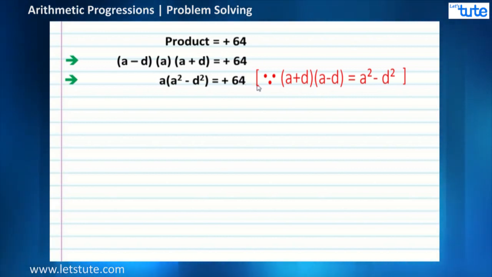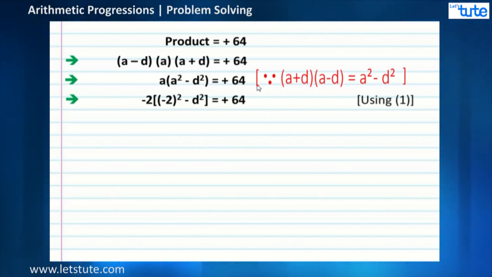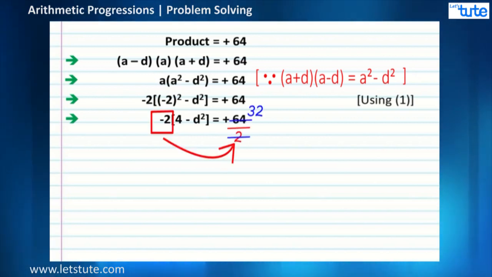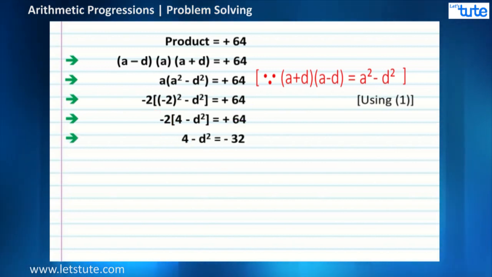By doing that, we get -2 into -2 the whole square minus D square is equal to 64. That becomes -2 into 4 minus D square is equal to 64. By taking -2 to the right hand side, we get 4 minus D square is equal to -32. Now let us again take 4 to the right hand side. That becomes D square is equal to 36. Now by taking square roots on both the sides, we get D is equal to plus or minus 6. Now D can be +6 or D can be -6.